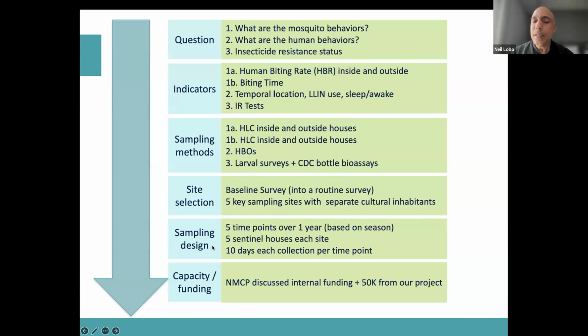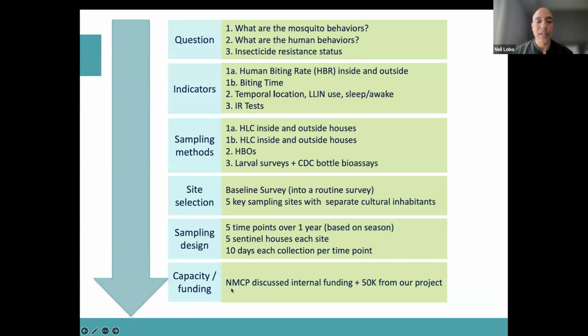And our sampling design was that we do this over 1 year, go back 5 times, and each time we went back, we'd look at 5 sentinel houses. So we'd go back to those houses each time, and each time we do 10 days of collection. So we'd go to 5 sampling sites 5 times a year, 5 houses each site, and 10 days of collection each sampling point.